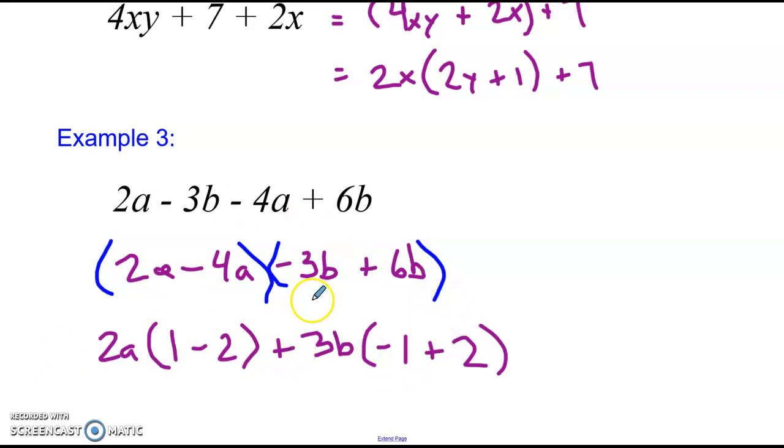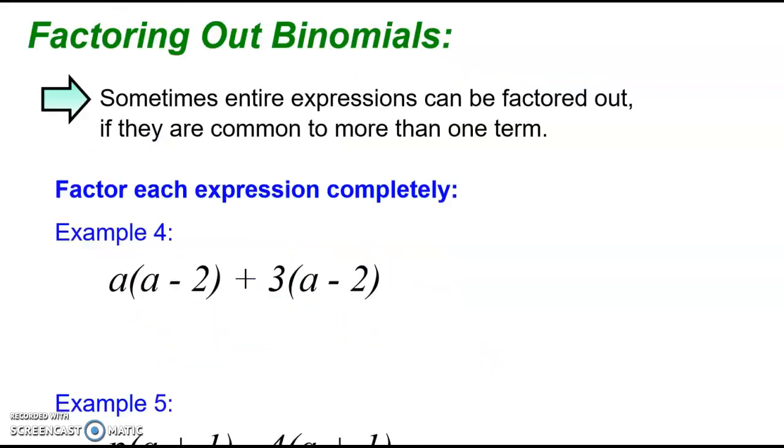Otherwise, we'd just be combining like terms. But it just kind of demonstrates how to group similar terms together and then factor them from there. Now, we can take this a step further, and this is where it starts to get a little tricky. We can't just limit ourselves to factoring out coefficients and variables. Sometimes we can factor out entire expressions.